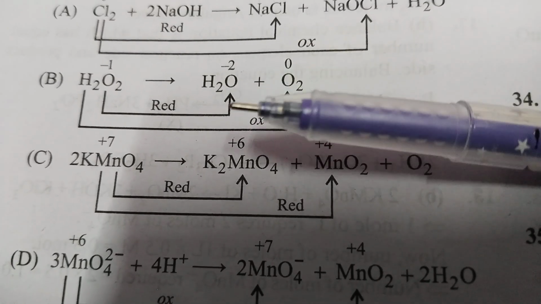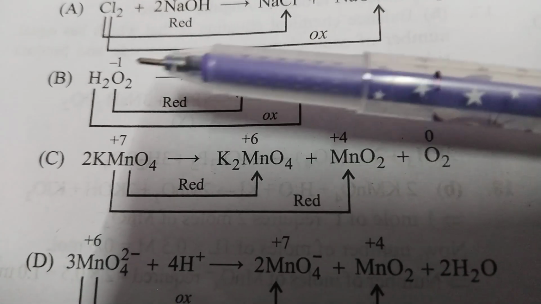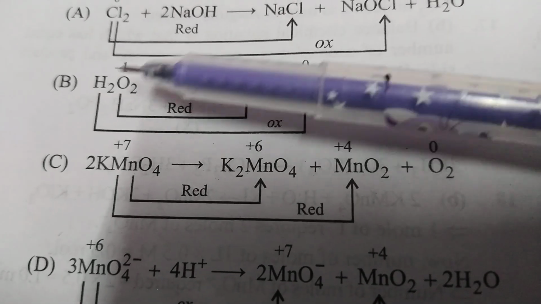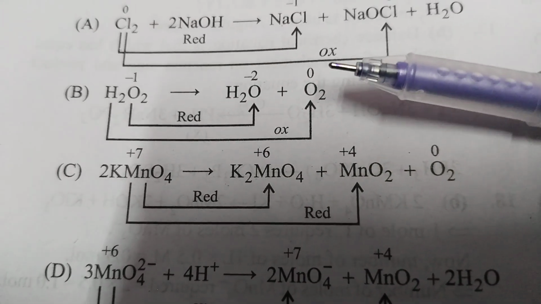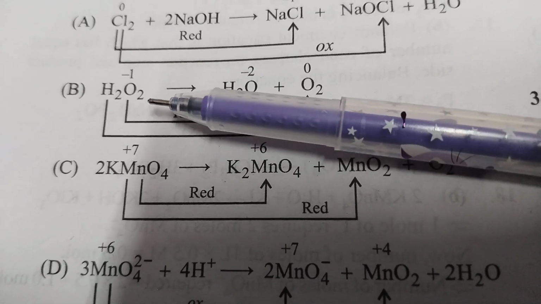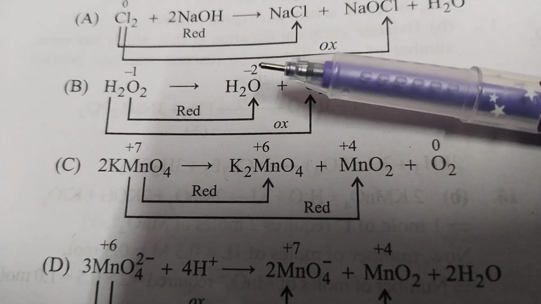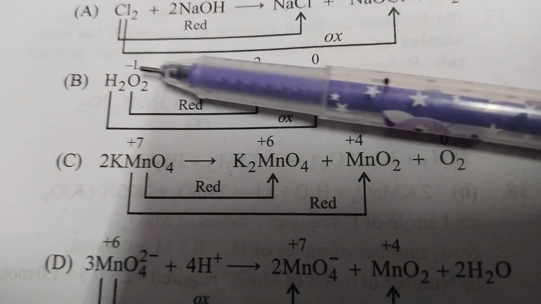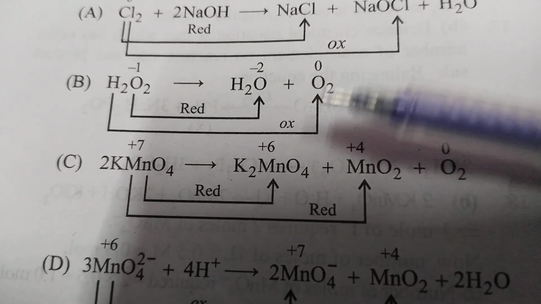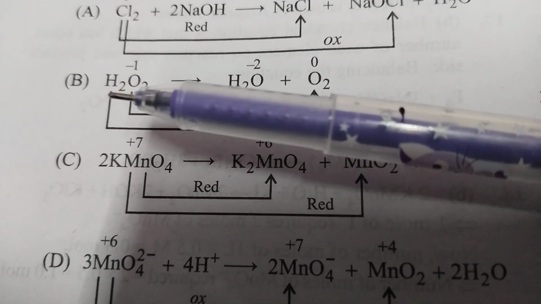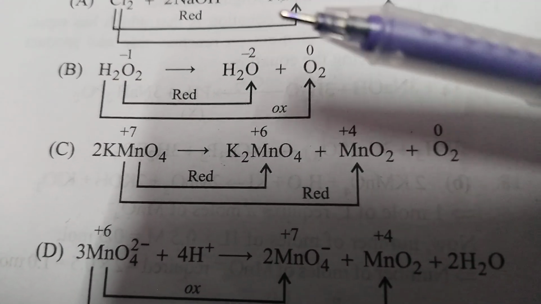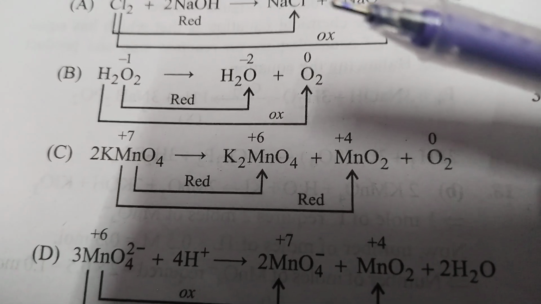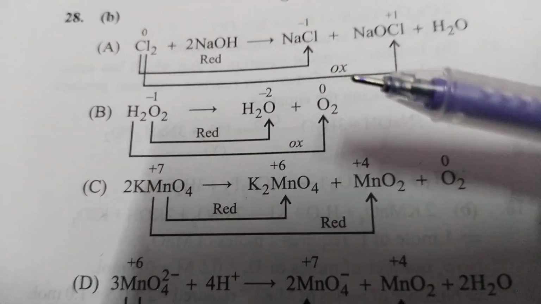Minus 1 to minus 2 is a decrease, so that is reduction. In the elementary, free state, oxygen is 0. Minus 1 to 0 is an increase in oxidation number, so that is oxidation. So the same oxygen goes from minus 1 to minus 2, a decrease, which is reduction, and from minus 1 to 0, an increase, which is oxidation. So the same element undergoes both oxidation and reduction in the chemical reaction. So that reaction is said to be a disproportionation reaction.